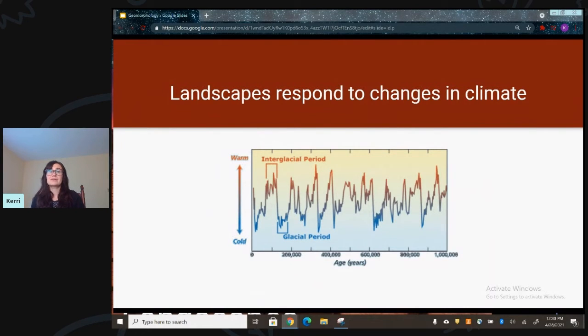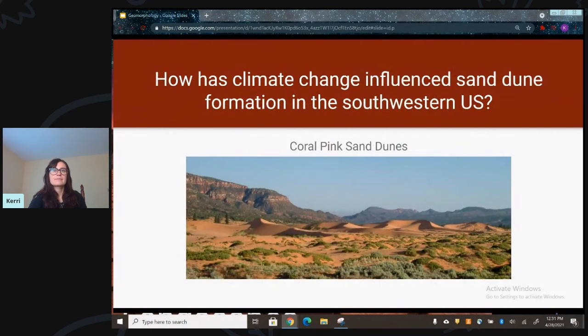Okay, so first let's talk about Earth's climate. This graph shows average global temperature over the past 1 million years. In the past, Earth's climate has fluctuated between much colder as well as much warmer climates compared to today. Many landscapes we see today were influenced by these changes in climate. So for my research, I wanted to understand how climate change influenced sand dune formation in the southwestern United States. I conducted my fieldwork in the coral pink sand dunes in southern Utah.